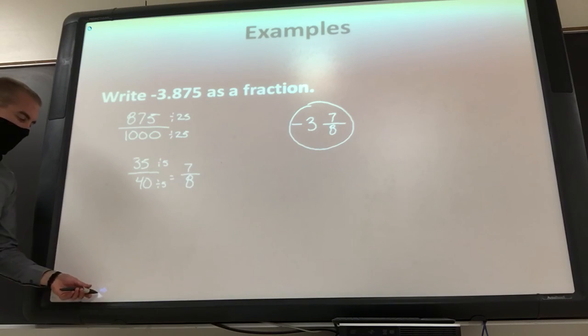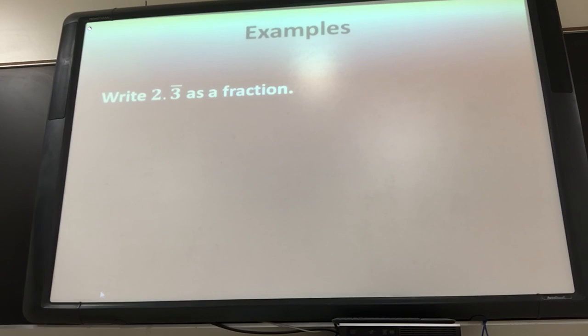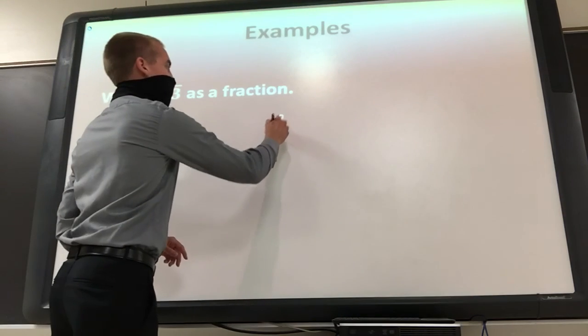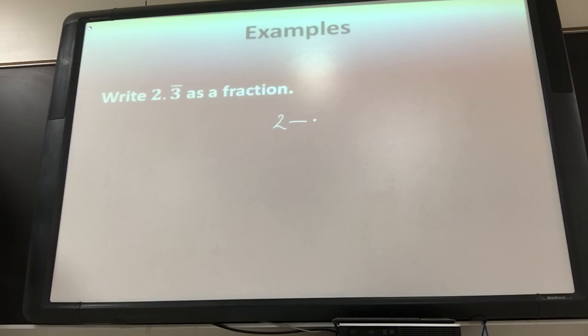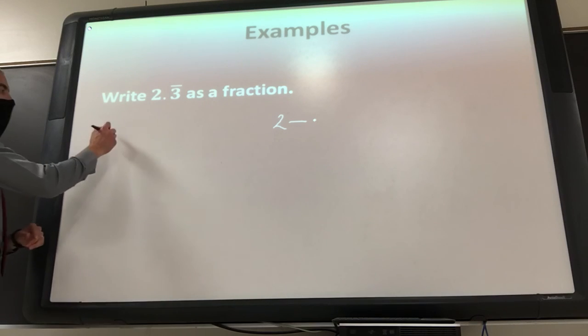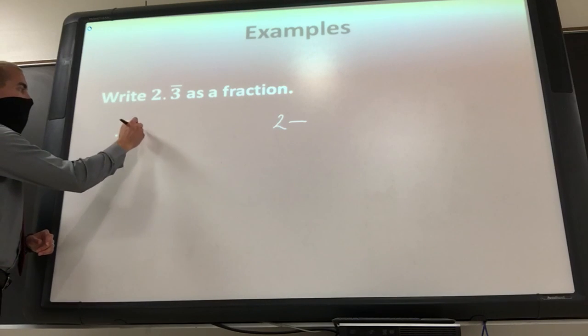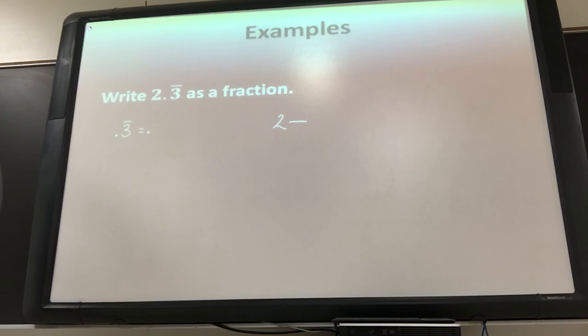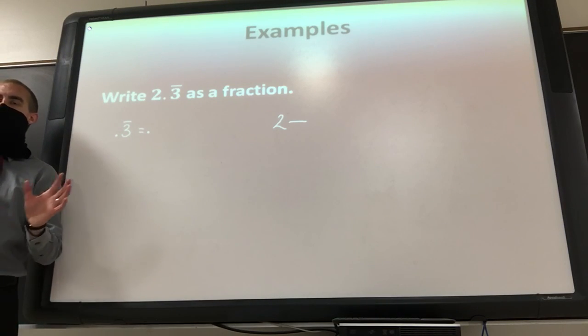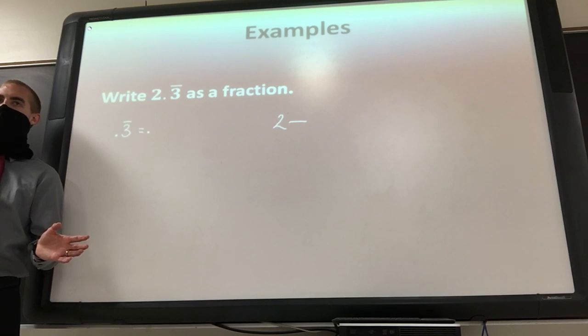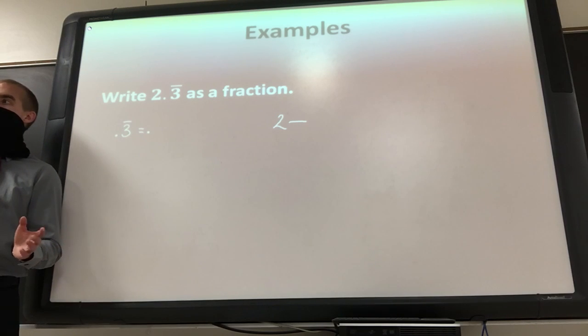Okay, and our last one here, 2.3 repeating. So we know it's going to be 2 and something. So that 0.3 repeating, remember if it's repeating, the place value doesn't work. But 0.3 repeating is the same number repeating. So what is that going to be then? Use the rule that we talked about just a second ago. 0.3 repeating, same number repeating would be what?